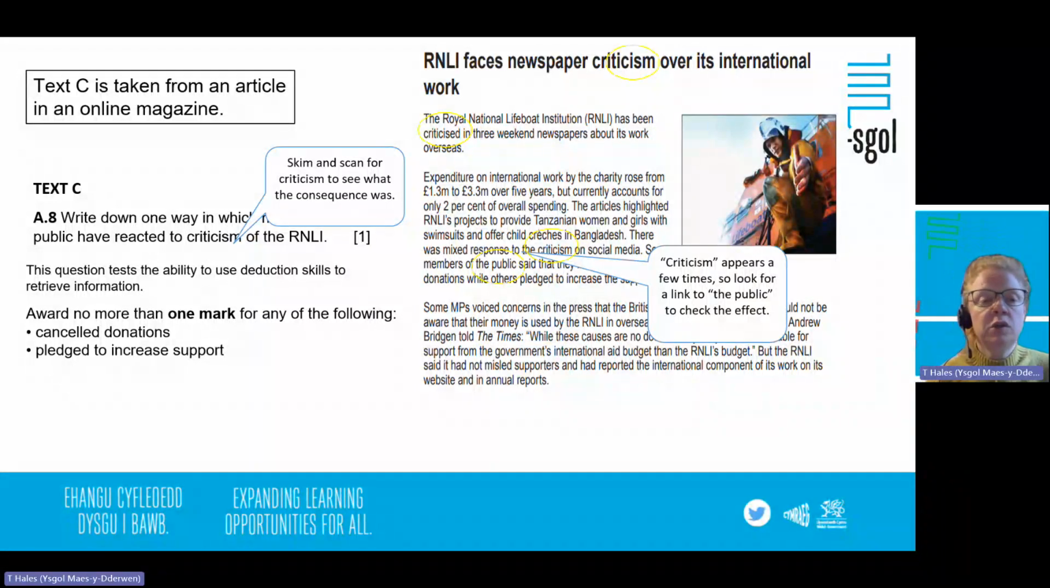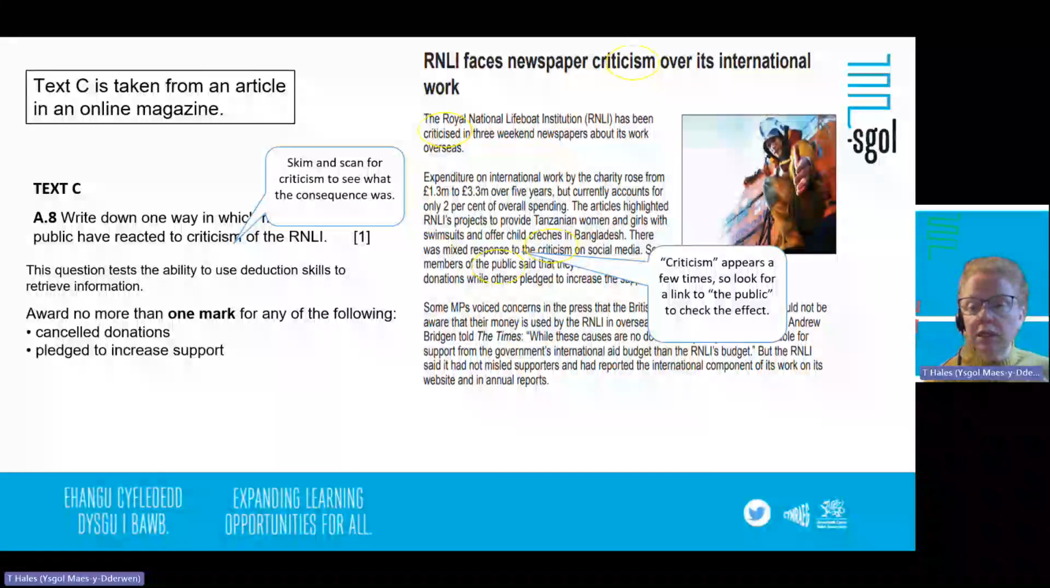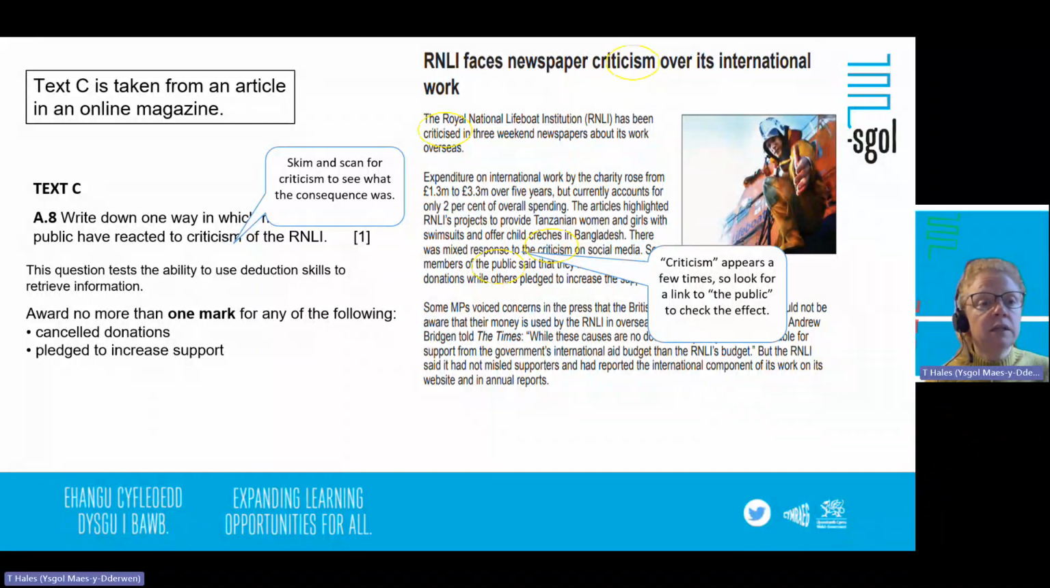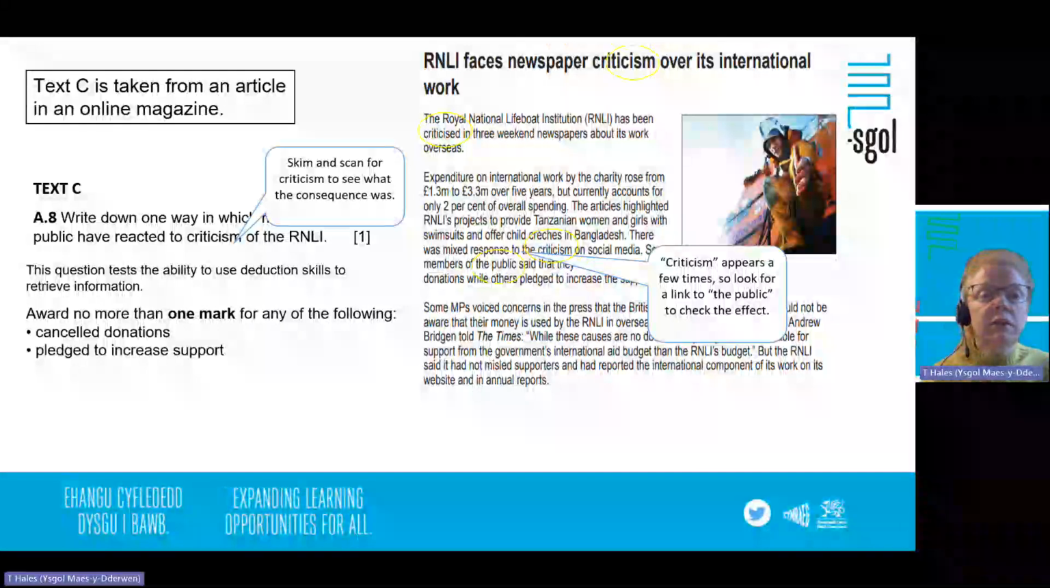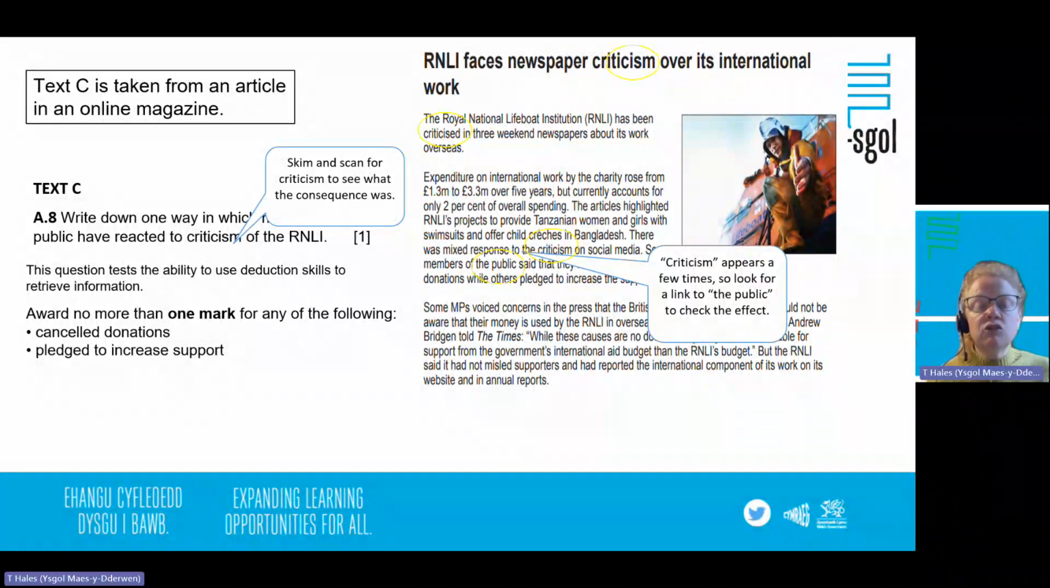And we're using deduction skills. We're trying to retrieve information using our deduction skills. And so you're going to get two choices, two things that you could have said. You only need to say one because you're only going to get 1 mark for this. So they're looking for you to say they either cancel their donations or they pledge to increase their support. Because if you read, you'll say that there was a mixed response to the criticism. Some said they were going to cancel, some said that they would increase their support. So you have those two options and you write down one of those options.